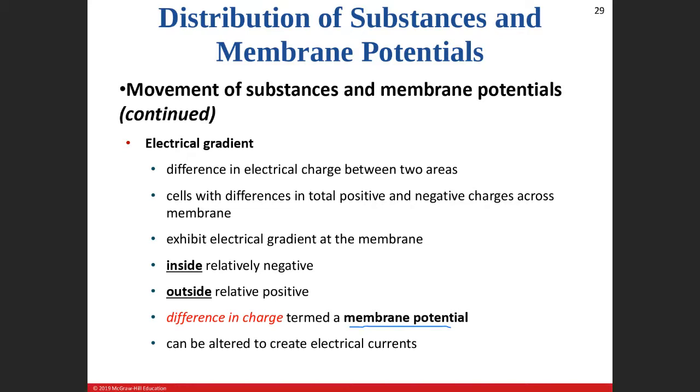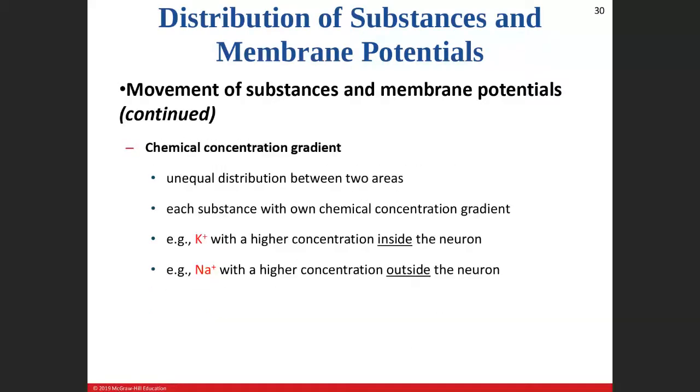The second part of it is the chemical, which is easier because guess what? You already just learned what the chemical gradient is on that first slide that I was showing you, about the distribution of substances. When we talk about the chemical concentration gradient, again, we're talking about the distribution between two areas, but specifically the unequal distribution. How there's more in one area and less in another area.